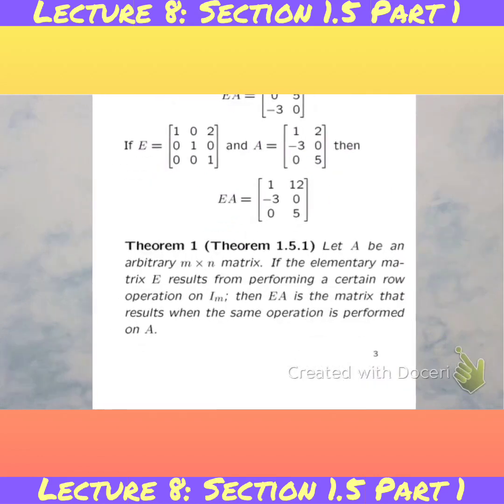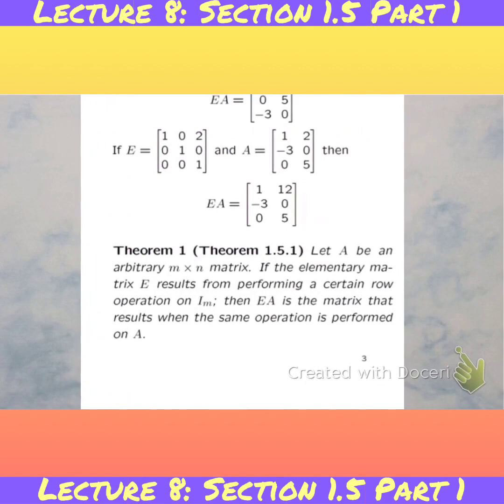Okay, so that brings us to this theorem. Theorem One states that, let A be an arbitrary n by n matrix. Then if the elementary matrix E results from performing a certain row operation on I_n, then EA is the matrix that results when the same operation is performed on A.